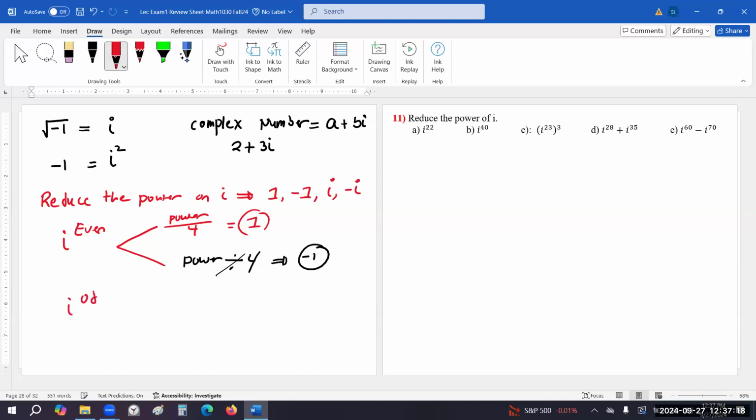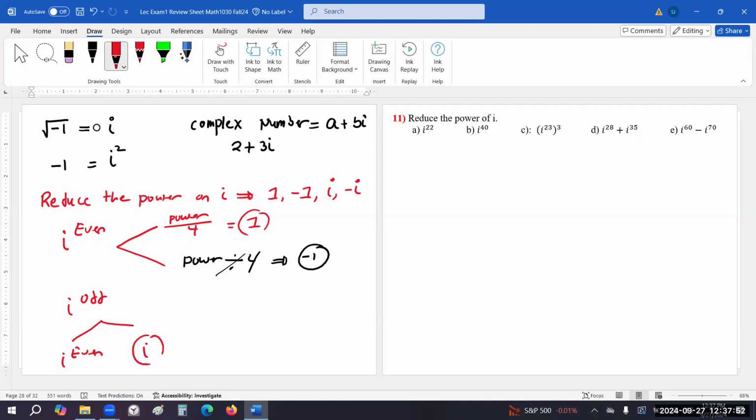But if i has an odd power, then break it down into two pieces: i with an even power and a single i. Every odd number we can split into two pieces, one is even and one is a single i. For example, 3. We can break down 3 into 2 and 1, right? 37, we can break down into 36 and 1. So every odd number we can break down into an even number and one single i.